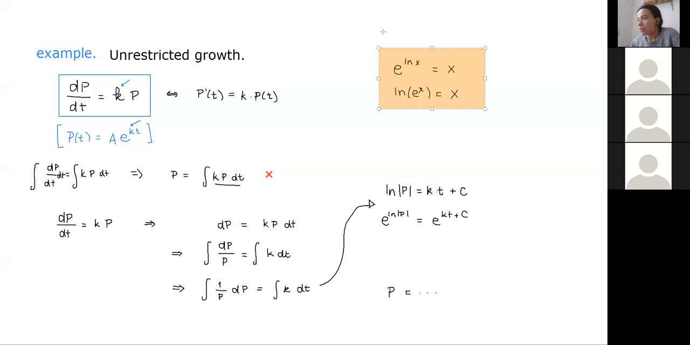Okay, and now I'm just going to simplify this. I'm going to say, well, e to the ln p just gives me p. And then on the right-hand side, I can say this is e to the k times t plus c, but plus in the exponent is the same as multiplied outside of the exponent.